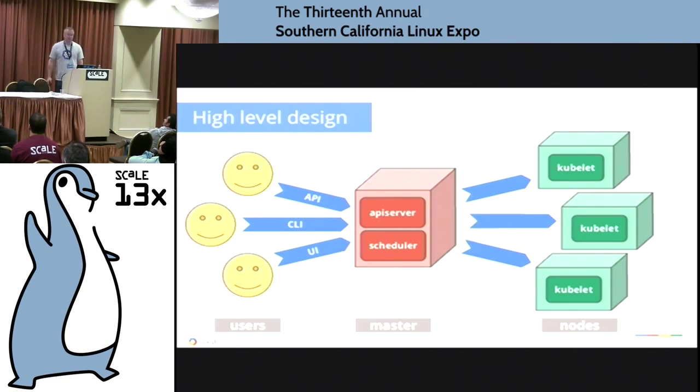So from a high-level design, the Kubernetes system is pretty straightforward. Users have different input methods. They talk to our API server, which talks to our scheduler and back and forth, which farms out work to a fleet of nodes, which are running things we call kubelets. The kubelet is our node agent.